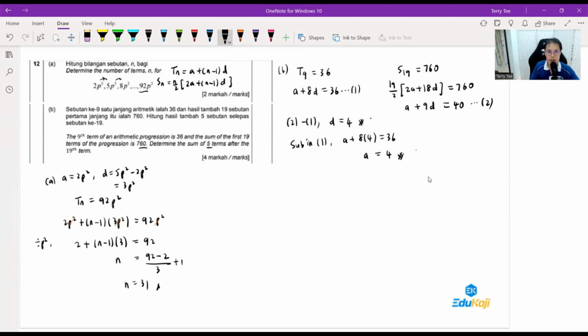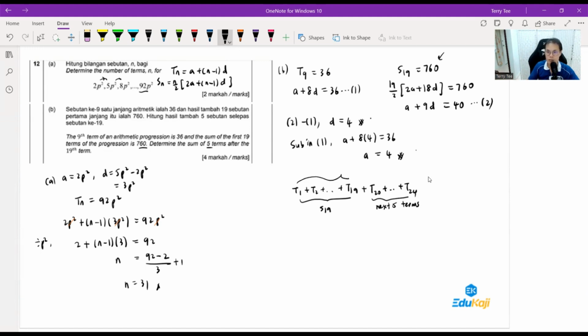I want to find the sum of the first 5 terms after the 19th term. So now we know when we say 19th term, it is T1, T2 until T19. In fact, we already know this: the sum of the first 19 terms is given as 760. The next 5 terms will start from T20, so T20 to T24. 20, 21, 22, 23, 24. You can use your finger to count if you're not sure. You're supposed to find the sum of the next 5 terms.